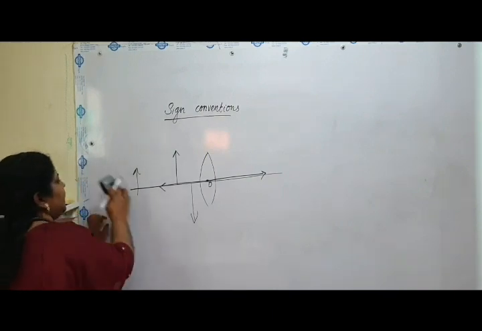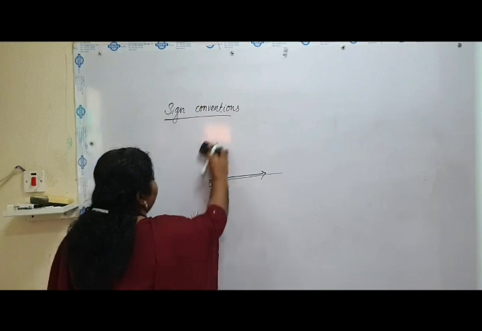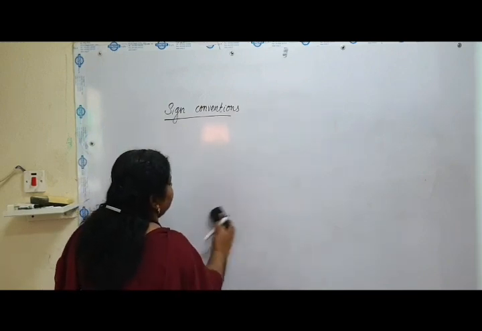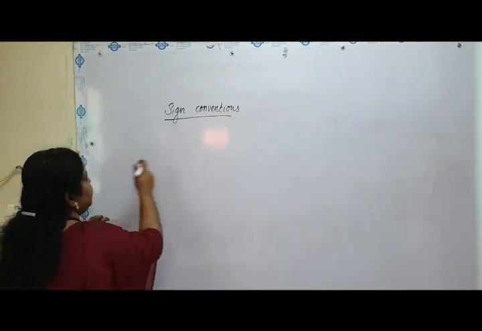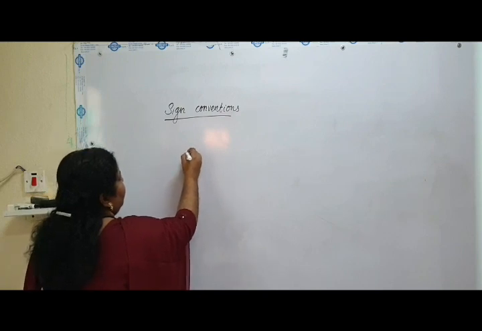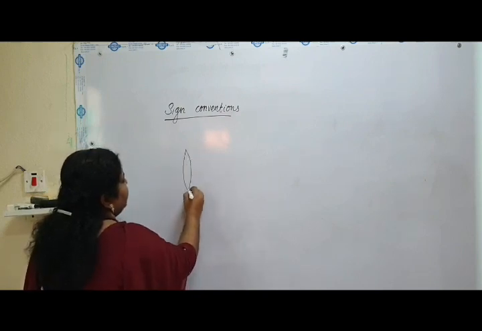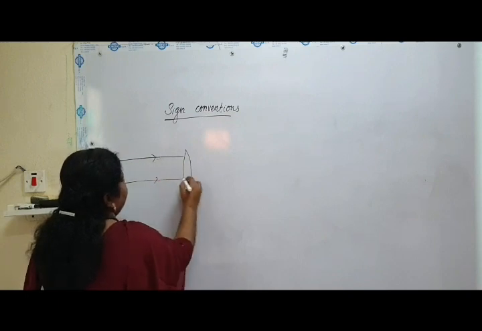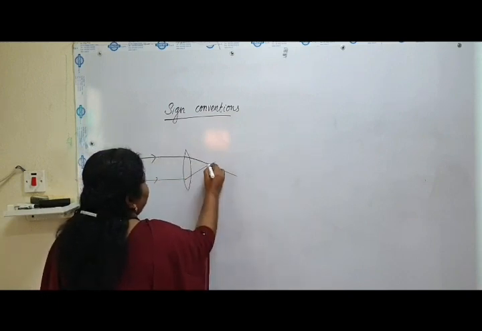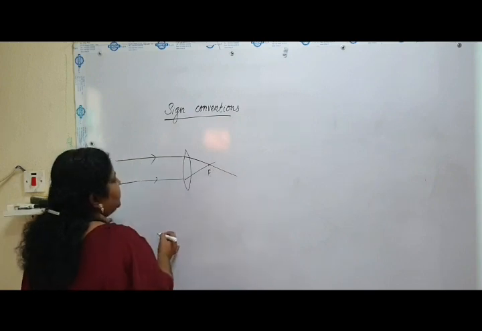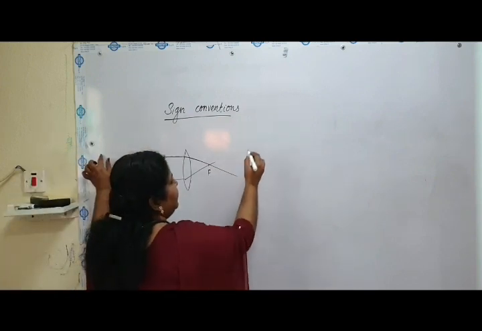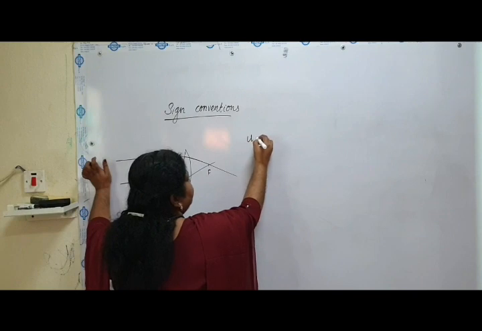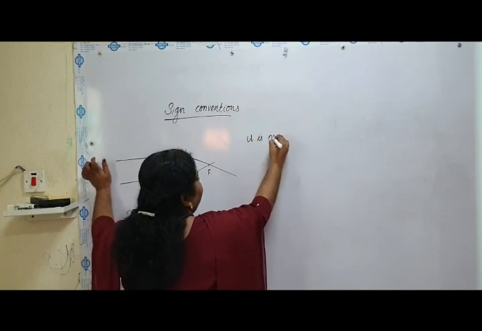So now we are going to see different diagrams and what the sign convention is. The first diagram which we have drawn is when the object is at infinity. You can see that the parallel rays after refraction converge to a point which is the focus. So here the object is at infinity, it is towards the left. So u is negative.